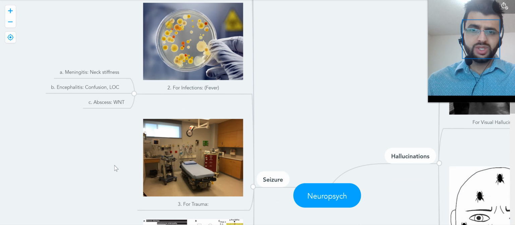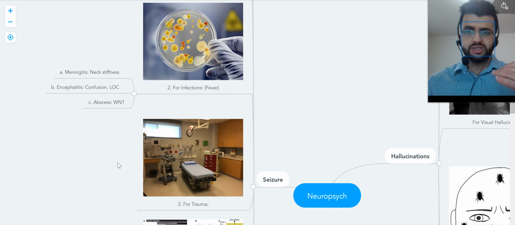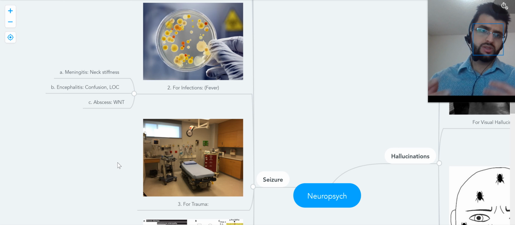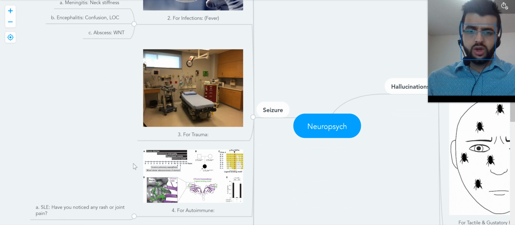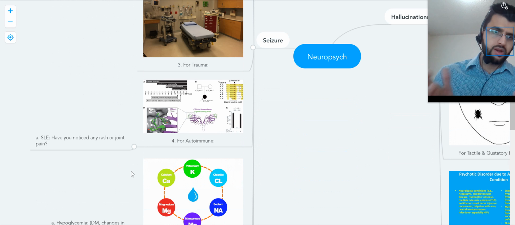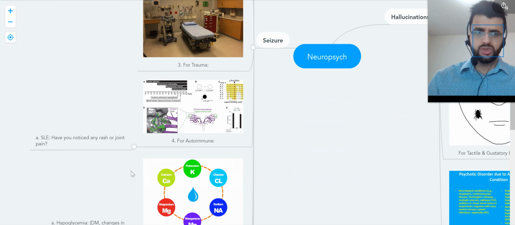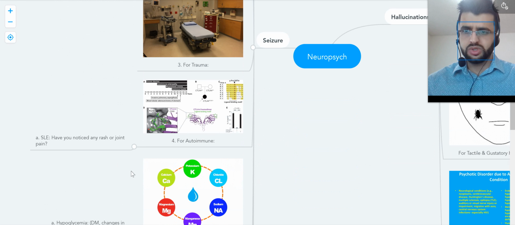For infection, it could be meningitis, so we ask about neck stiffness. There are three important things for meningitis: headache, fever, and neck stiffness. For encephalitis, we just replace neck stiffness with confusion; loss of consciousness can happen there. Abscess can cause weakness, numbness, tingling, because it's just like a stroke. For trauma, we ask about any car accident; they will tell you. It should be obvious in the history.